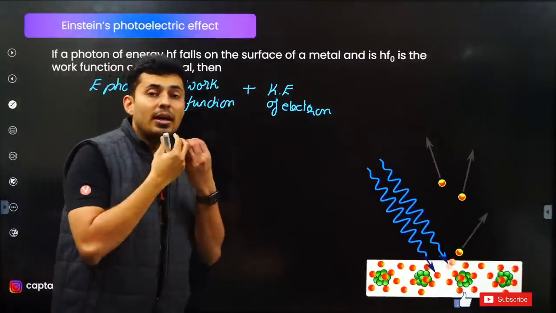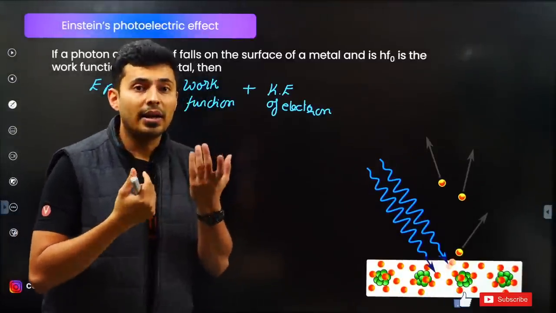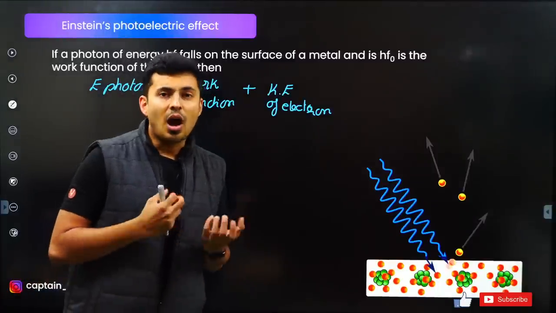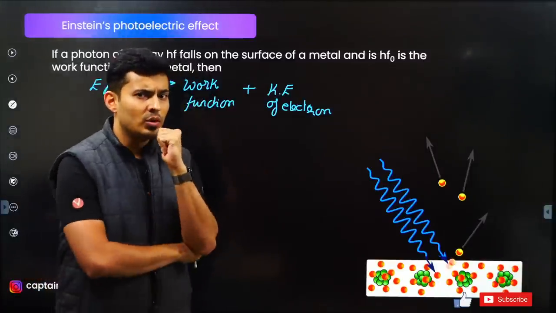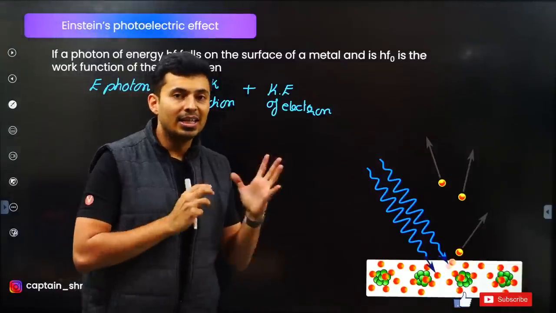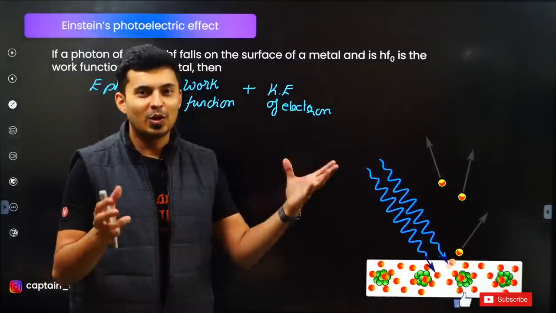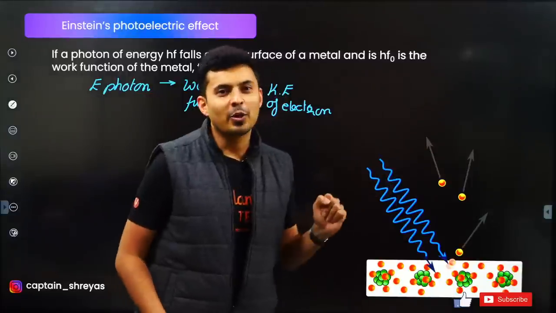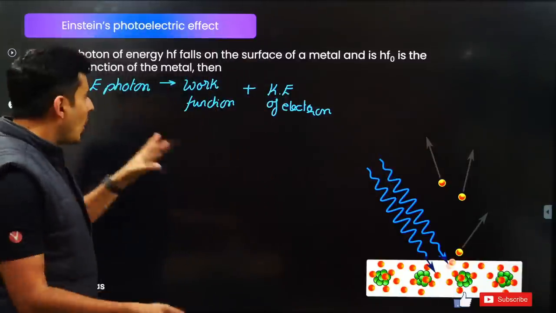If I give 100 laddus, if I give 100 gulab jamuns, out of that 20 gulab jamuns, you just eat it to take out the electron. The remaining 80 gulab jamuns are there with the electron. Something like that. So that's all.